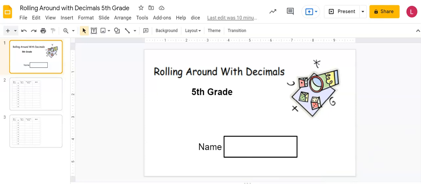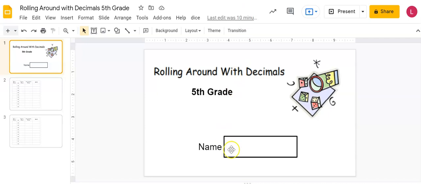Hi, boys and girls. We're going to have some fun with decimals today. We have been doing a lot of work with decimals. We have been reading and writing decimals and rounding decimals and also adding and subtracting decimals. So we're going to bring a little bit of our work together with a really fun game today. So this is called Rolling Around with Decimals.